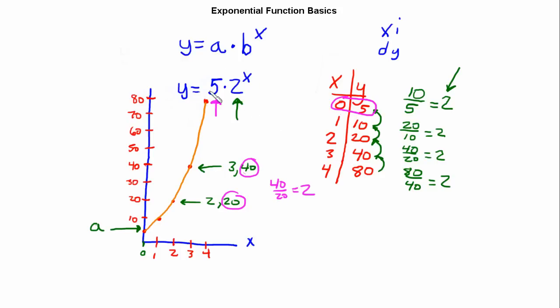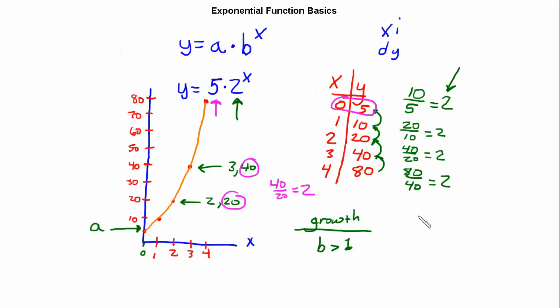The only added difference that we will look at: we've been looking at exponential growth in this case. So quickly I'm going to cover the difference between exponential growth and exponential decay. With exponential growth, it's very simple. Our b value must be greater than 1.